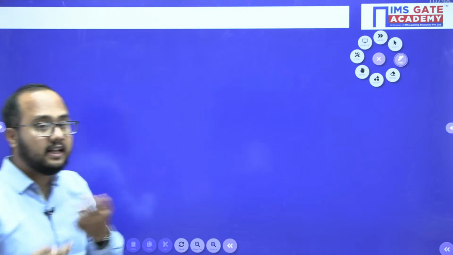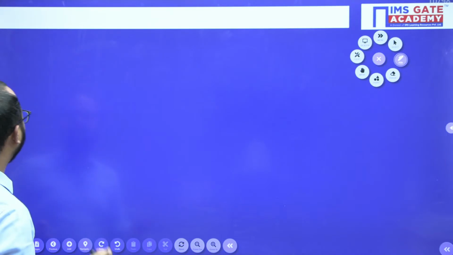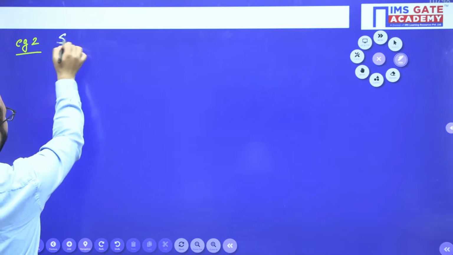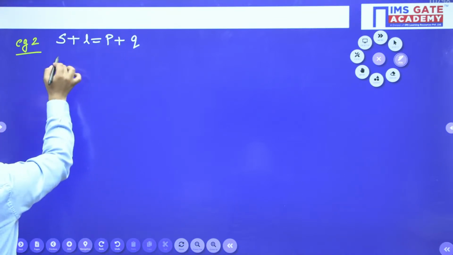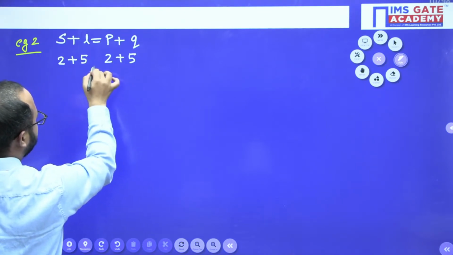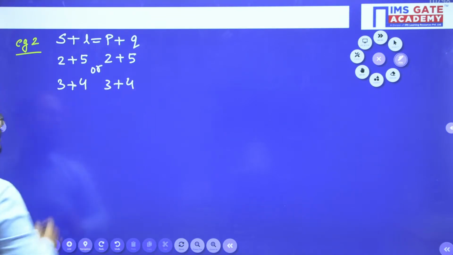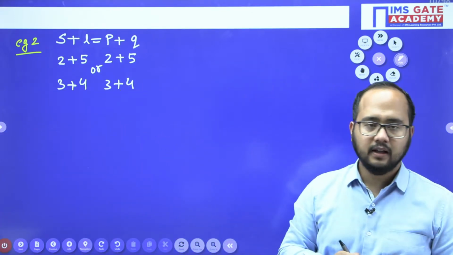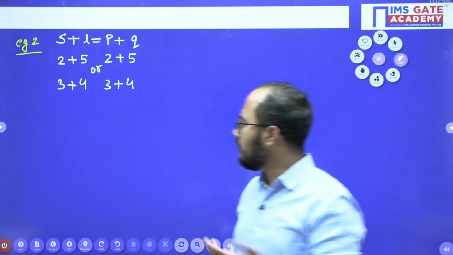Now understand the case. In this case only, case 2, the other example of case 2, here we'll write example 2. See, again we have smallest plus longest equals P plus Q. This can happen, right, like 2 plus 5, 2 plus 5, or you can say, sir, 3 plus 4, 3 plus 4. This case will also be possible, where there are equal pairs of links. There are two pairs which have equal lengths, right? Now how will you draw the diagram in this case?